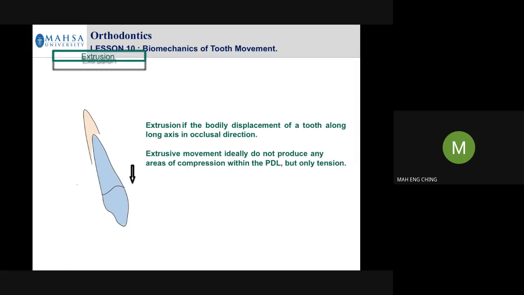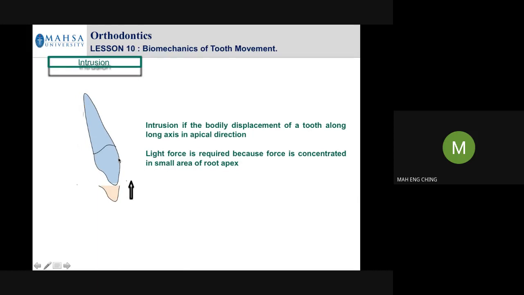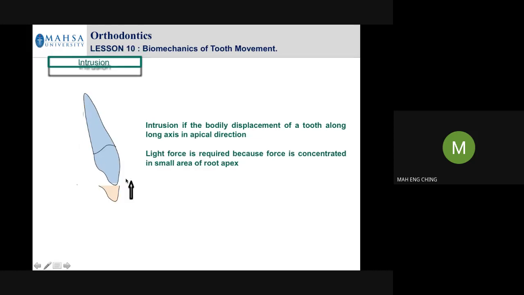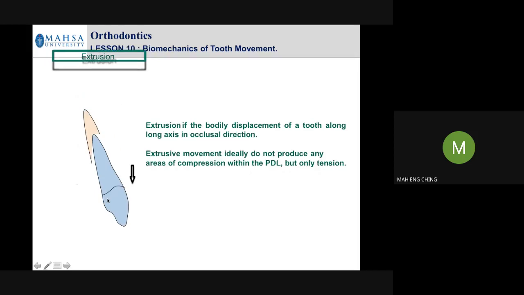Extrusion is just the opposite. Extrusion is the bodily displacement of the tooth along the long axis in the occlusal direction. If you move the tooth in the occlusal direction, bringing it out from the gum or away from the periodontal support, we call it extrusion. Extrusive movement ideally does not produce any areas of compression within the PDL, the periodontal ligament, but only tension. If you do intrusion, it causes pressure on the surrounding structures. But if you do extrusion, it causes tension. So this is compression, or intrusion, which compresses the surrounding structures. And this one is what we call extrusion, or tension, around the surrounding structures.